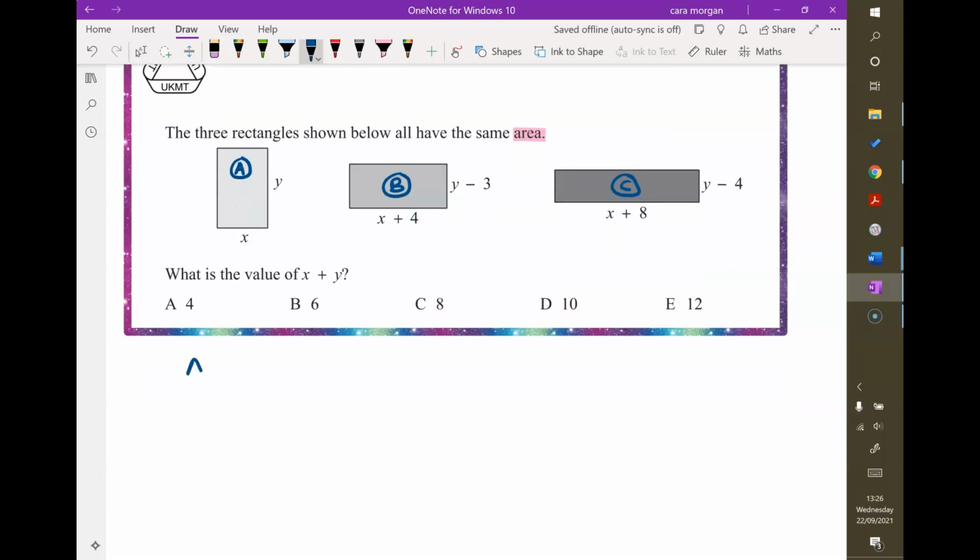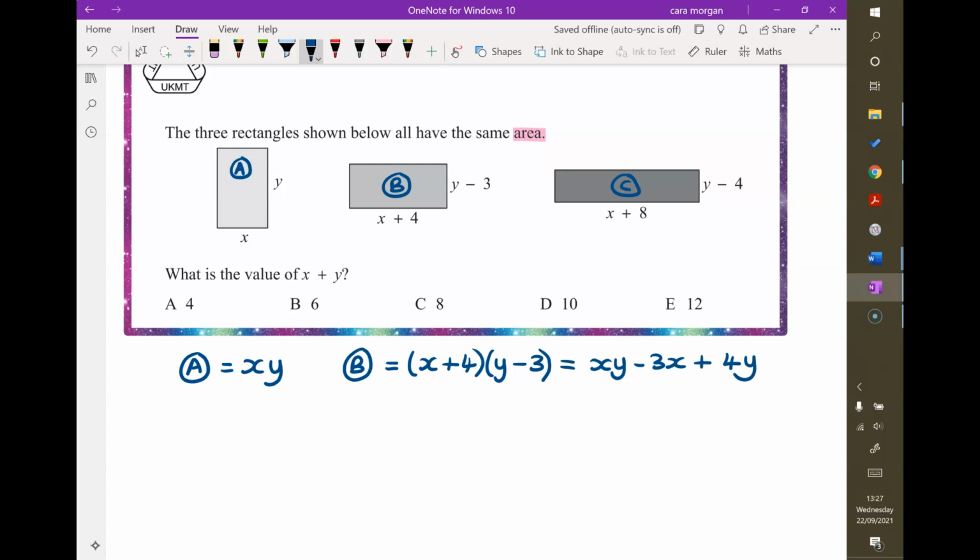That means the area A must be xy, because of course the area of a rectangle is base times height. Area B is whatever x add 4 multiplied by y minus 3 is. If I expand that, I get xy minus 3x add 4y minus 12, and that's just expanding a pair of quadratic brackets.